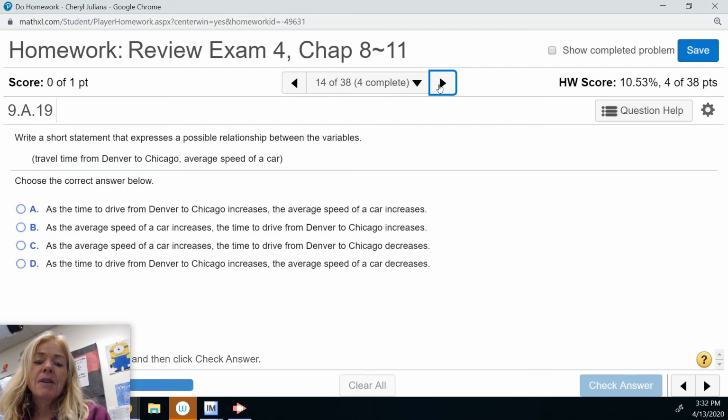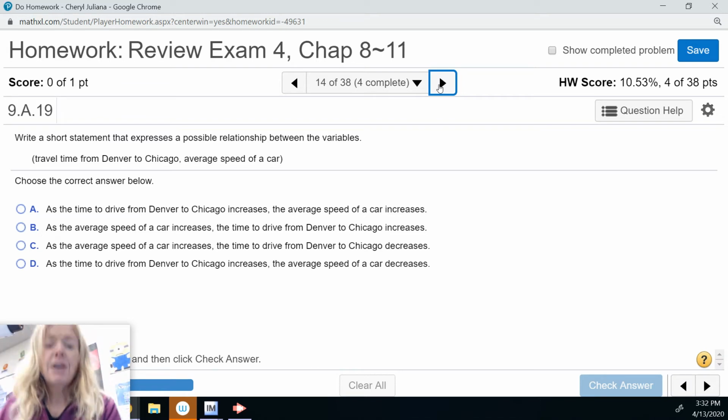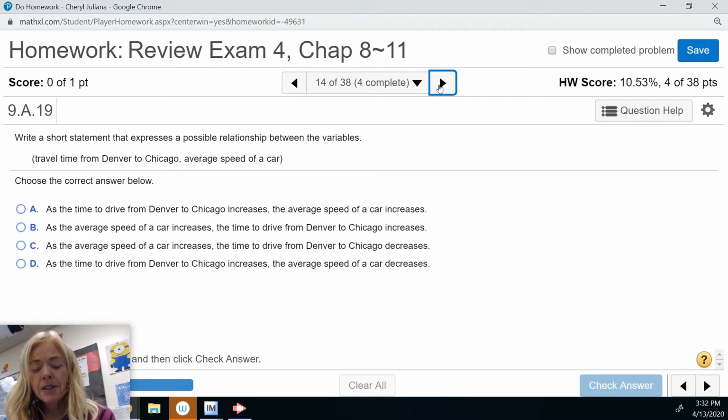Write a short statement that expresses a possible relationship between the two variables: travel time from Denver to Chicago and average speed of car. Possible relationship: if you're driving from Denver to Chicago, the faster you go, the less your travel time will be, because you're getting there faster.